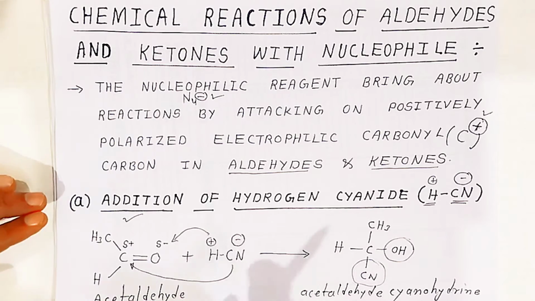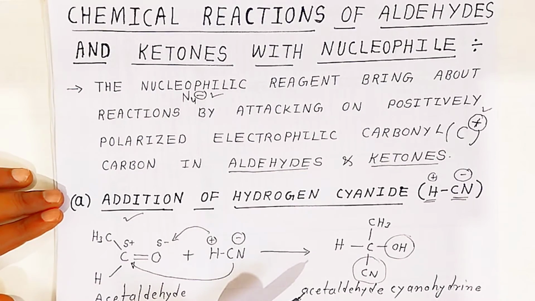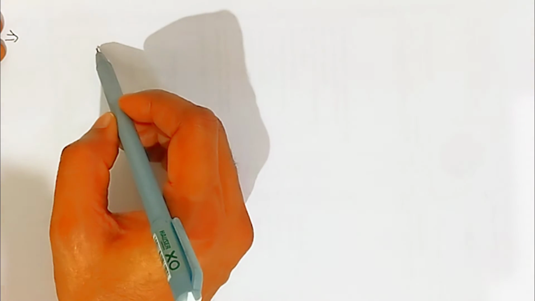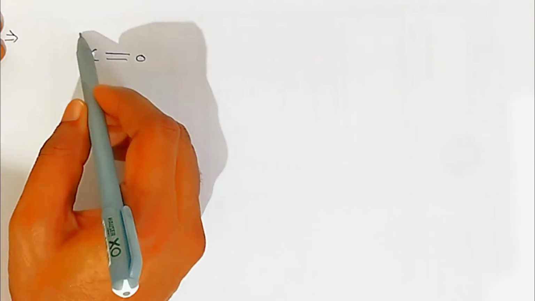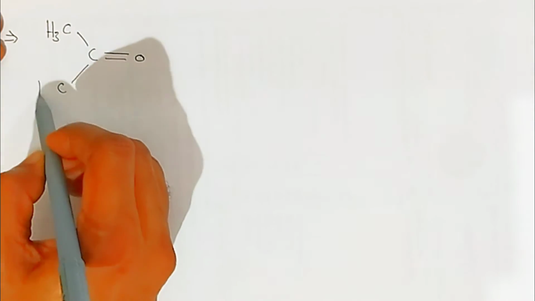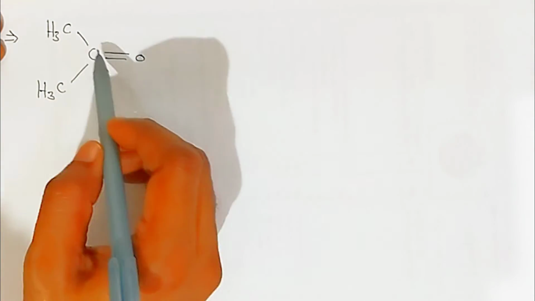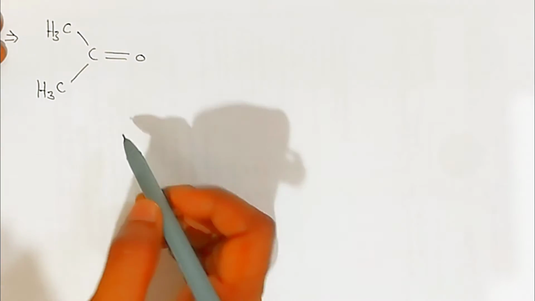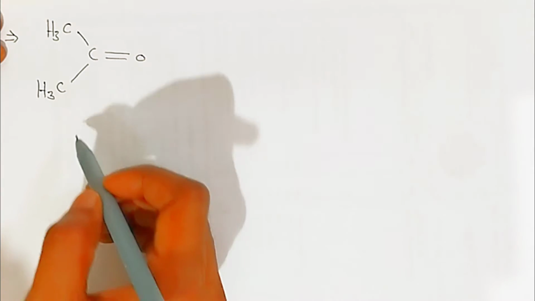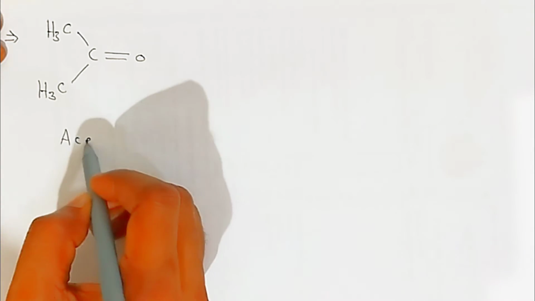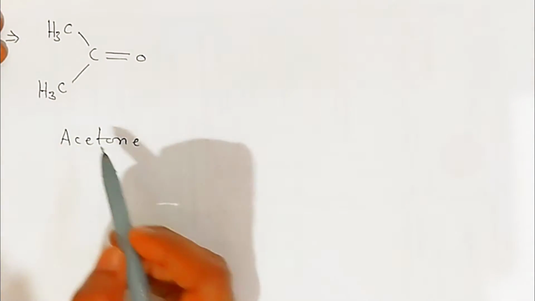Now, students, we are going to see the addition of hydrogen cyanide to ketone. We are going to add hydrogen cyanide to ketone. This is the carbonyl. Here there are two valencies, students. If one valency is occupied by a methyl group and the other is also a methyl, both valencies of this carbonyl are occupied by methyl groups, so we call it a ketone, and since it contains 3 carbons, we call it acetone. This is a very important example of a ketone, students: acetone.